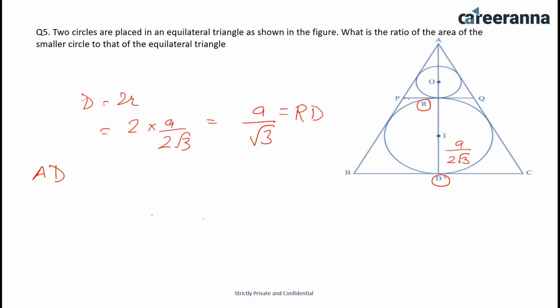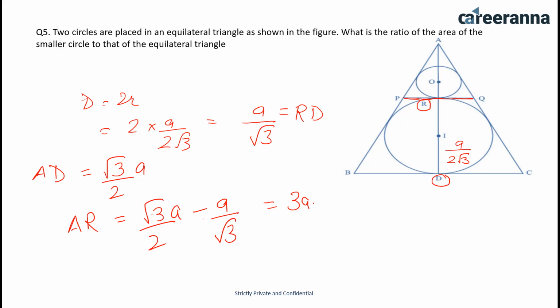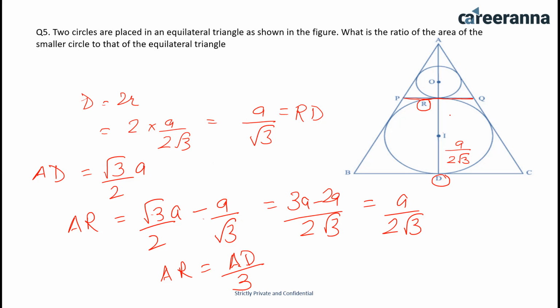Now before this, I've drawn this part as a tangent. That means PQ is a tangent to both the circles. So if I need to find the AR, AD is equal to root 3 by 2 times of a. Now I need to find the value of AR. So AR is nothing but root 3 by 2 times of a minus a upon root 3. This turns out to be 3a minus 2a upon 2 root 3, which is a upon 2 root 3. So AR is again a upon 2 root 3. In other words, I can say AR is nothing but AD by 3.